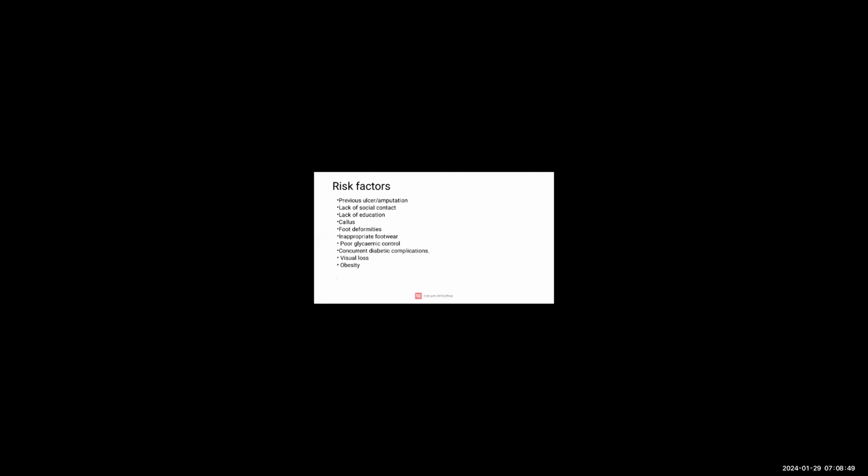And the burden of this diabetic foot ulcer in Nigeria is still alarming. Prevalence from several studies in Nigeria is about 11.7 to 32%. The risk factors for DM foot syndrome include previous ulcer, amputation, lack of social contact, lack of education, formation of callus, foot deformities, inappropriate footwear, poor glycemic control, concurrent diabetic complications, visual loss, and obesity. So these are various risk factors.